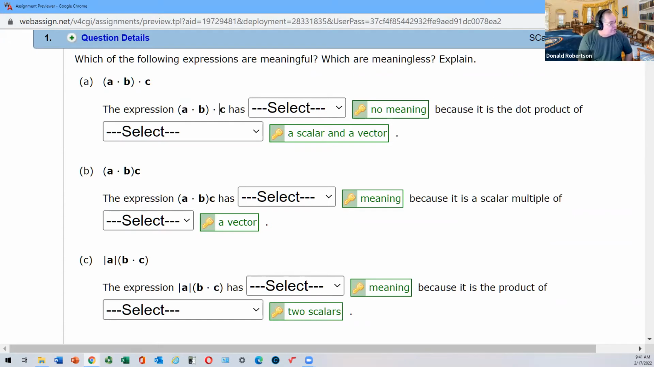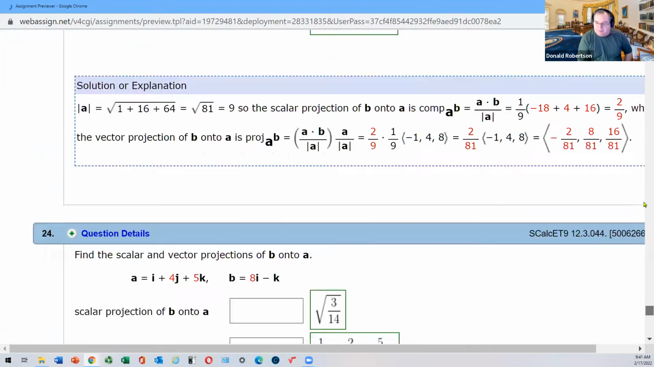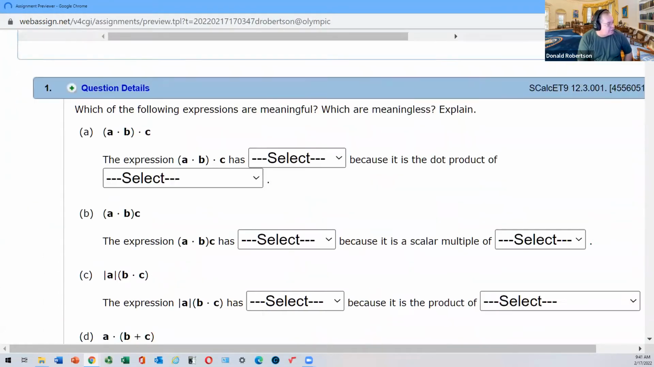And I just noticed the darn thing's got the answers. I wish I would stop doing that by default. You did not see that answer, right? You did not see that answer. It still doesn't want to go away, right?